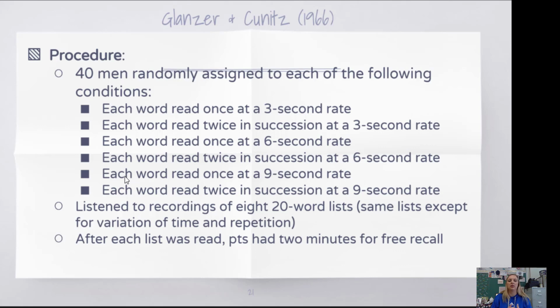Each word was read once at a 3-second rate, each word read twice at a 3-second rate, and so on and so forth for 6 seconds and 9 seconds. During the procedure, each group listened to recordings of 8 20-word lists. These were the same lists, except they varied the time between each word and the number of times they repeated the word. After each list was read, participants were given 2 minutes for free recall. Free recall is the idea of just taking a piece of paper and writing as many of those words down that you can remember. It doesn't matter what order you remember them in, just write down as many as you can.